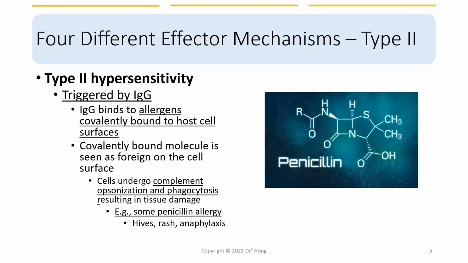Type 2 hypersensitivity is caused by small molecules covalently bound to cell surface components of human cells, producing a modified structure perceived as foreign by the adaptive immune system. B cells and antibodies are involved in this type of hypersensitivity. Cytotoxicity is caused by IgG, complement, and phagocytosis. For example, penicillin allergy is a common example of this type of reaction. Again, the severity can range from hives and rash to anaphylactic shock.